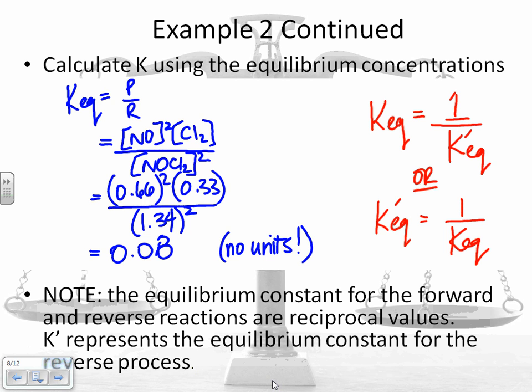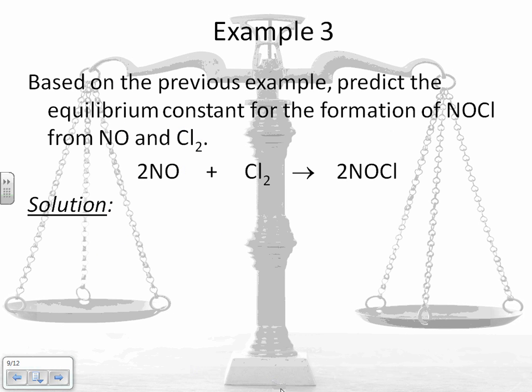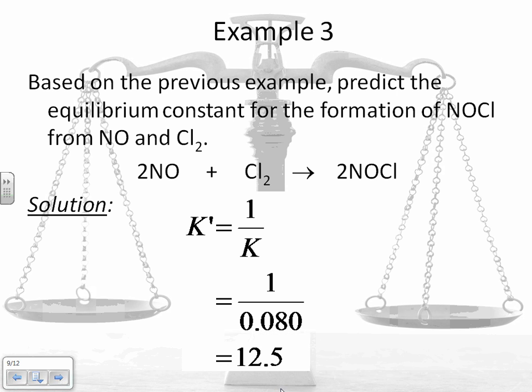So if we go to the next example on the next slide, I'll give you a second to write that down. If we go to this example, it says, based on the previous example, predict the equilibrium constant for the formation of NOCl, so the reverse reaction. So in this case, you can set up an ICE chart again and use the data, get more data and do all that, but it's a lot faster if you use this K prime rule. So K prime is 1 over K, so I take 1 divided by my answer from the last slide, and I get 12.5. Awesome, done.